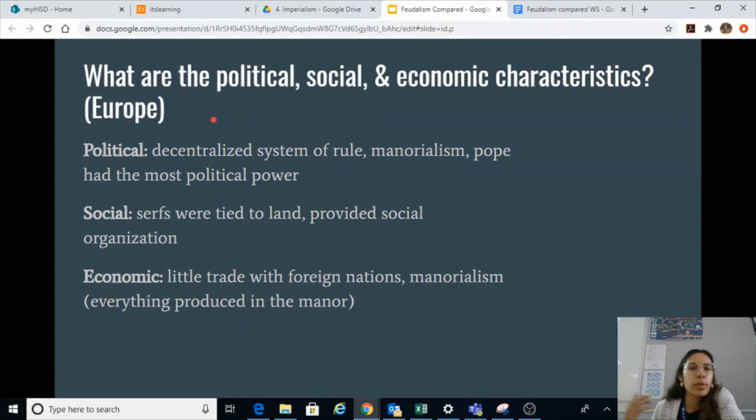Now, what are the political, social, and economic characteristics of Europe? So again, it's a decentralized system of rule. We're going to see manorialism be used a lot. And if you look at your notes for 1.6, you'll know what that means. Basically, a manor, which is like a big estate, is going to produce everything. And then the Pope is going to have the most political power in this system.